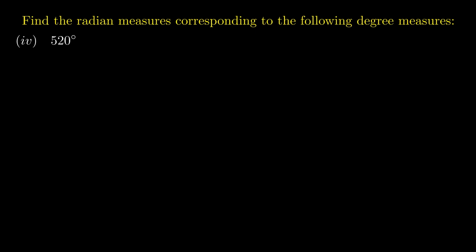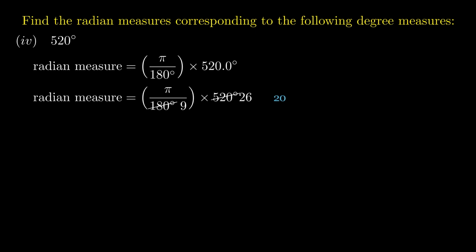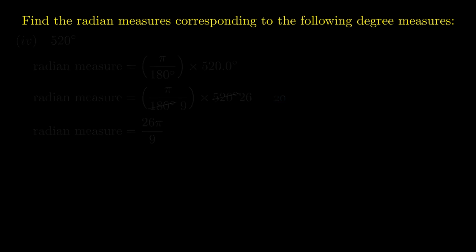Let's move on to another example, which is 520 degrees. As usual, let's write down the formula. So radian measure equals pi over 180 times the angle in degrees. So angle in degrees here is 520 degrees, right? 180 and 520 are divisible by 20. So 20 times 9 is 180 and 20 times 26 is 520. So radian measure for this is 26 pi divided by 9.